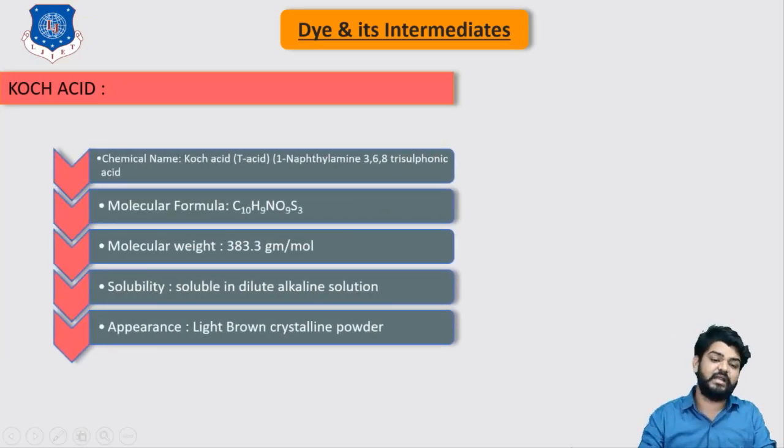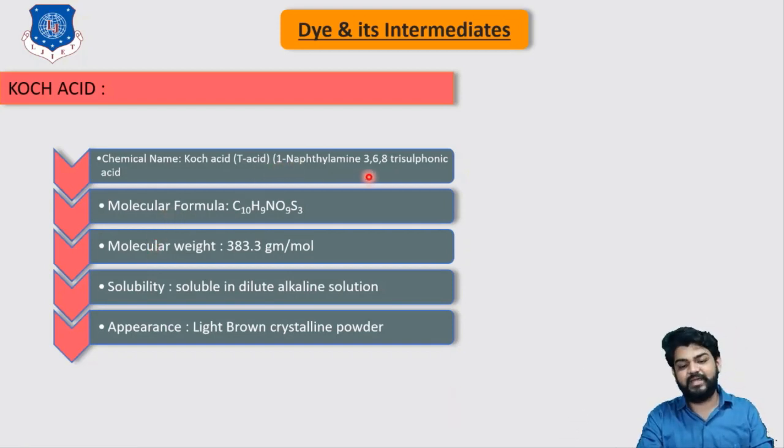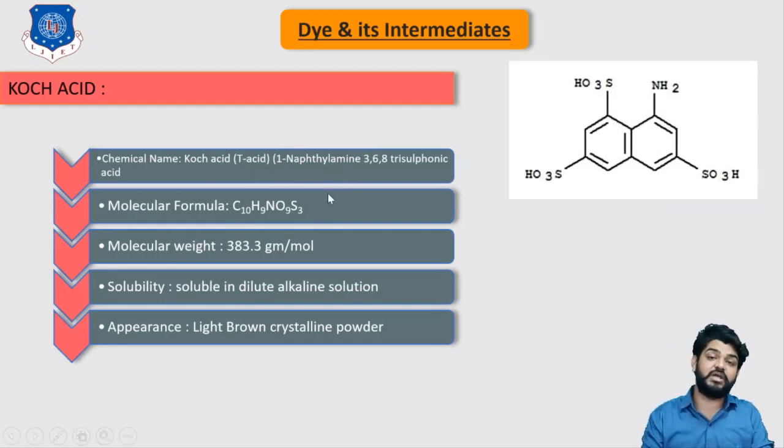As you can see here, its chemical name is Koch acid or 1-naphthylamine 3,6,8 trisulfonic acid. So as you can make out from its name, it has 1-naphthylamine, right? So if you look at the structure of this particular chemical, then we have here one SO3H like this. Instead of this, in H acid, we were having an OH group, right? Hydroxyl.